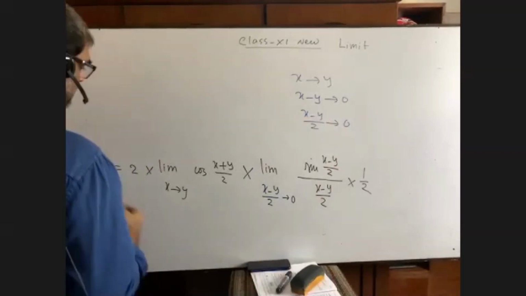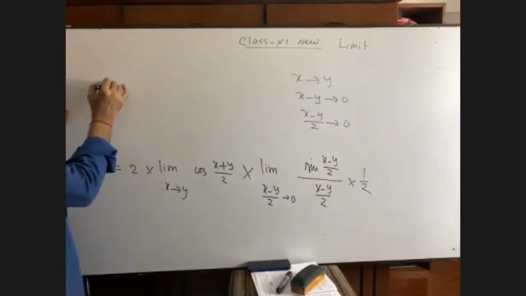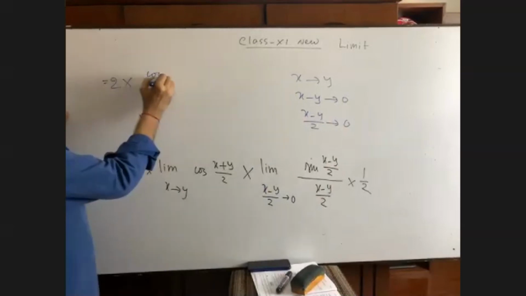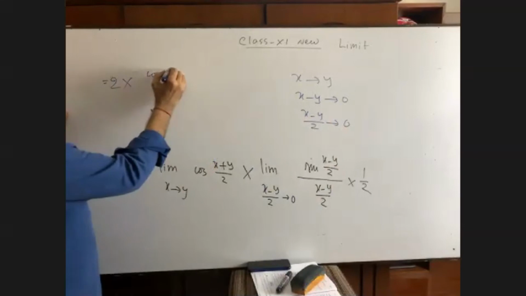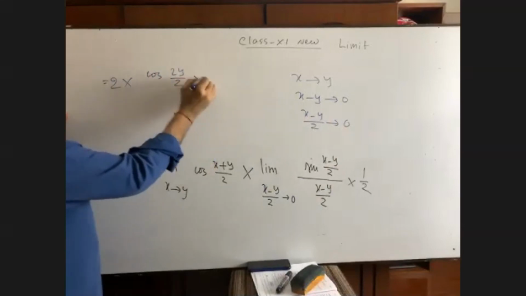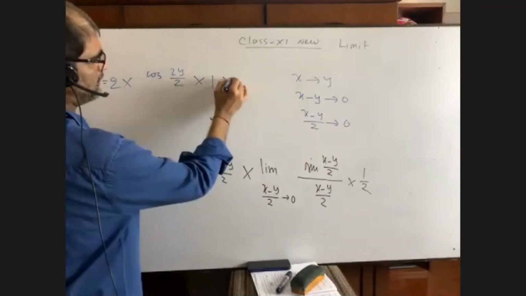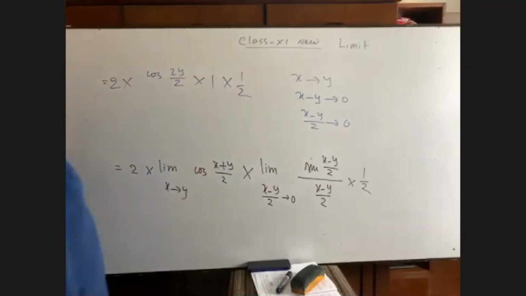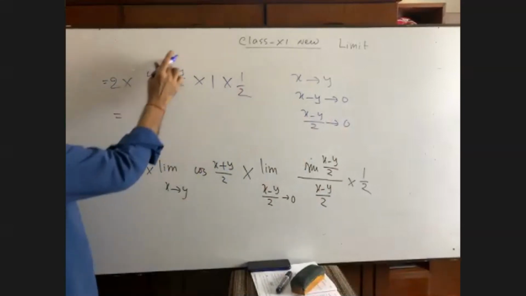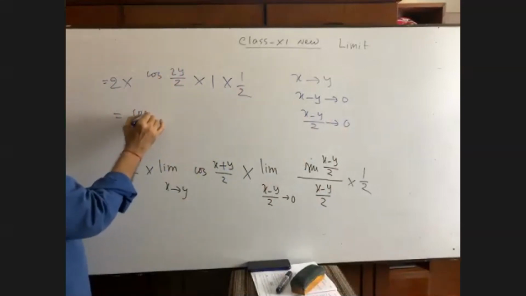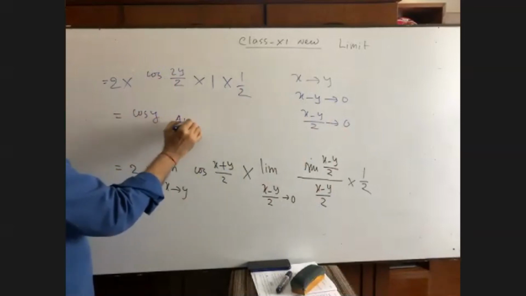Now you see, it is 2. You put x equals to y, you will get cosine x equals to y. So 2y by 2 into, it is 1. And it is half. This 2 will be omitted. So we are left with only cosine y. This is our answer.